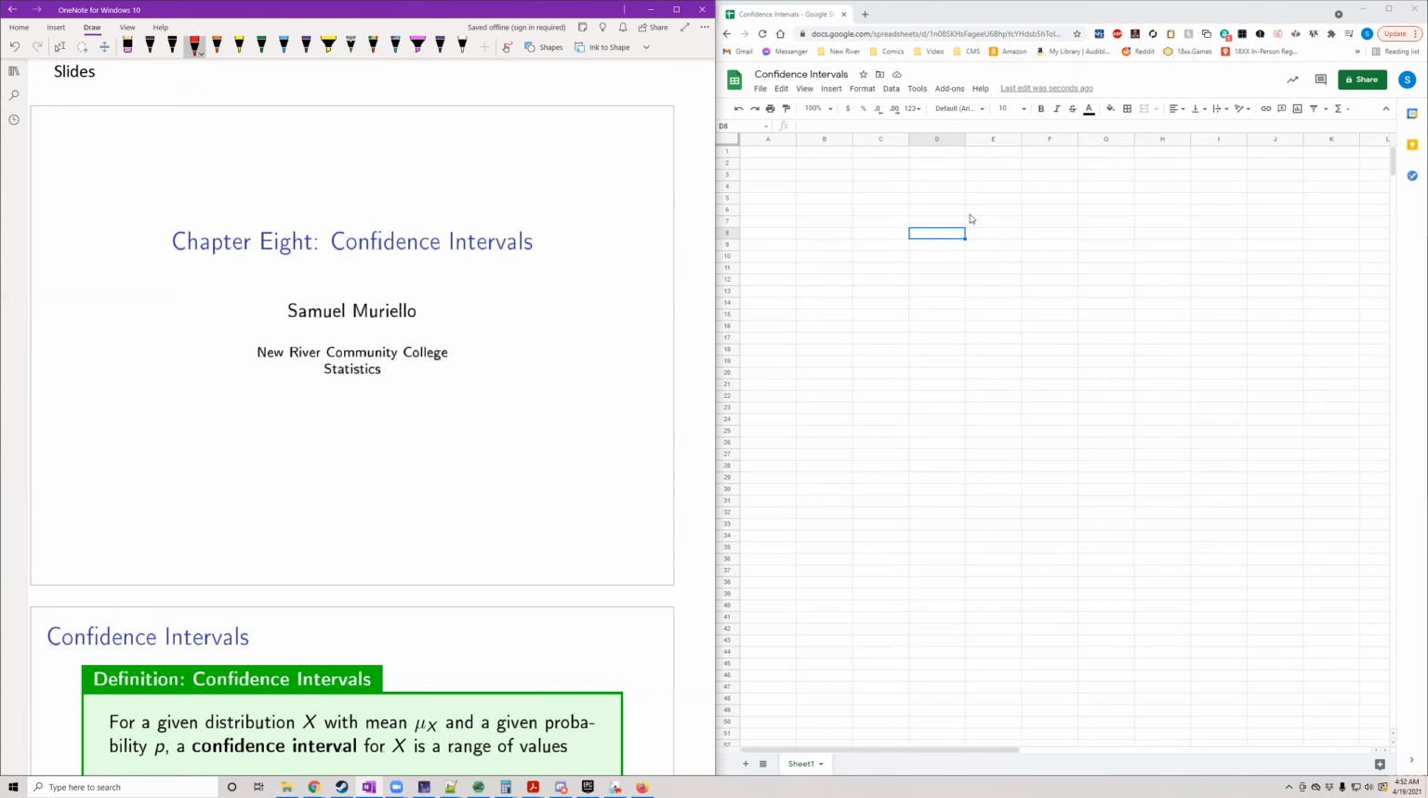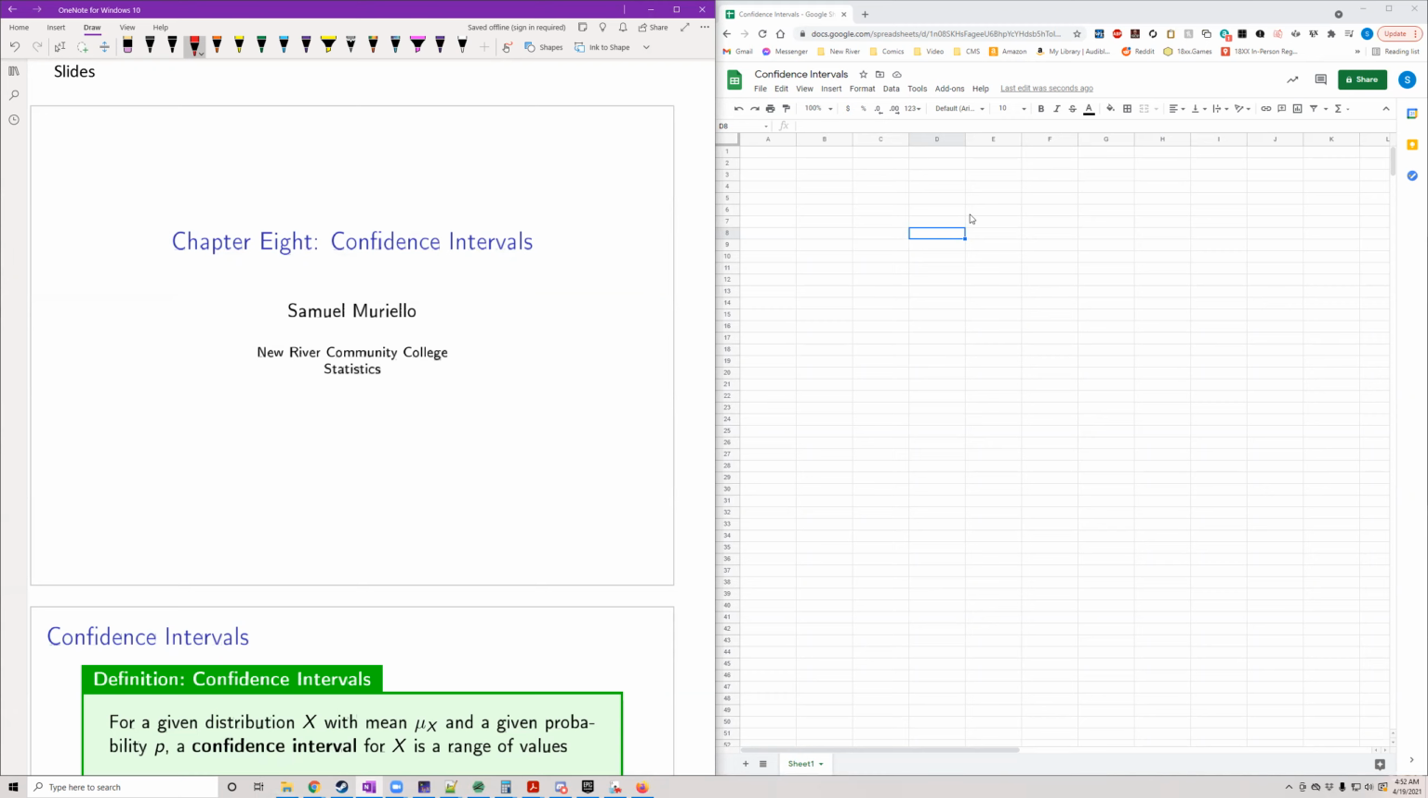Okay, welcome back. Today, we're going to talk about Chapter 8, which deals with confidence intervals. Now, you'll notice that I have pulled up not only the slides here, but a copy of Google Sheets. You could also use Excel because here we are going to be very technology heavy.